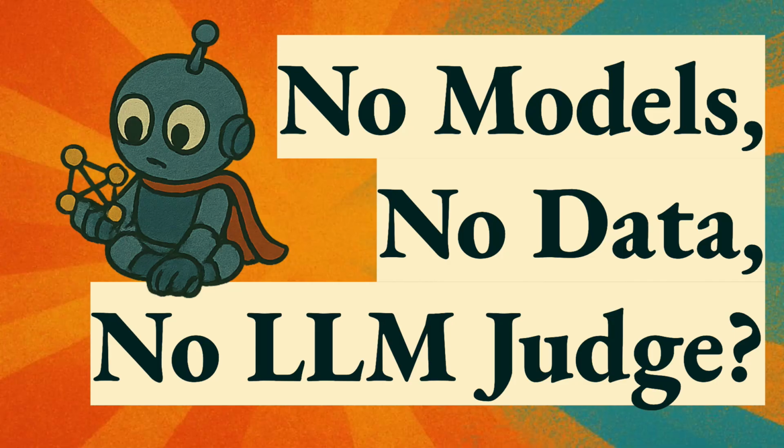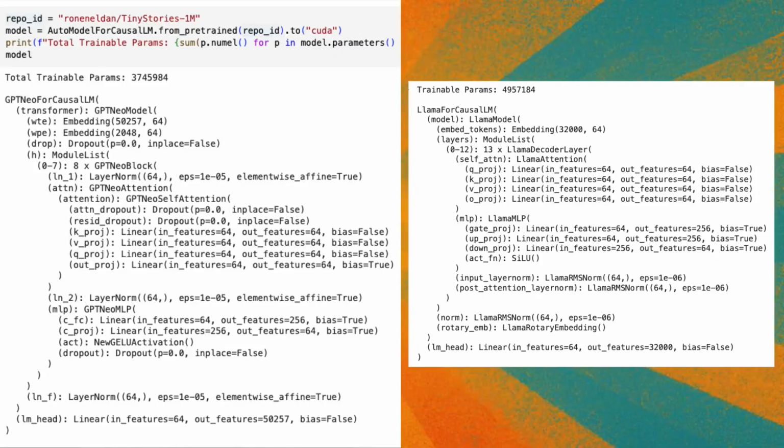So talking about this LLM Judge, I have no models. I don't have any data from those models. So can I make an LLM Judge? And the answer is yes. And here's my workaround. On the left, I'm going to show the published TinyStories models on Hugging Face Hub by the authors. And on the right, I'm going to show the closest architecture of the models that I'm training.